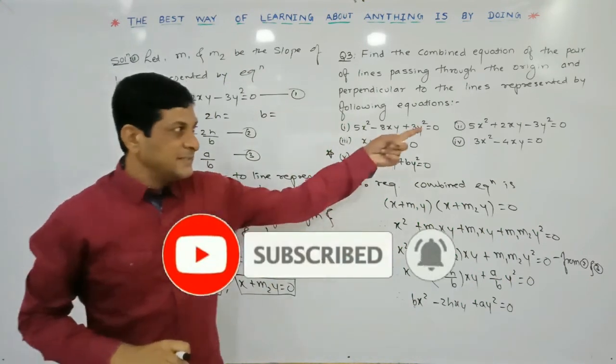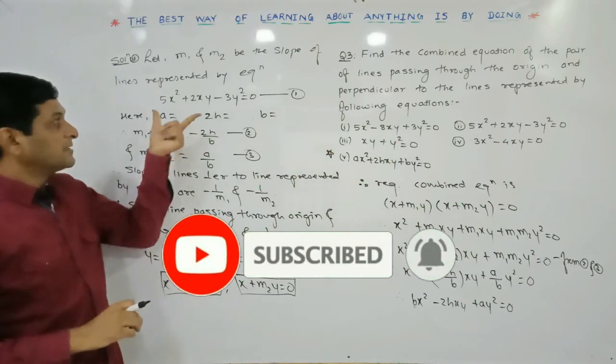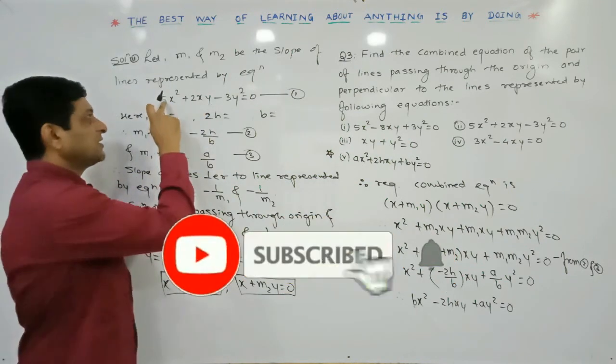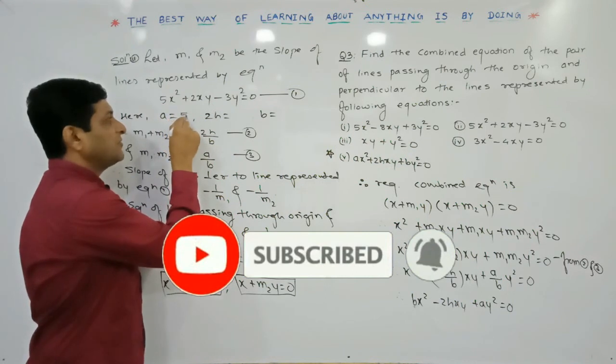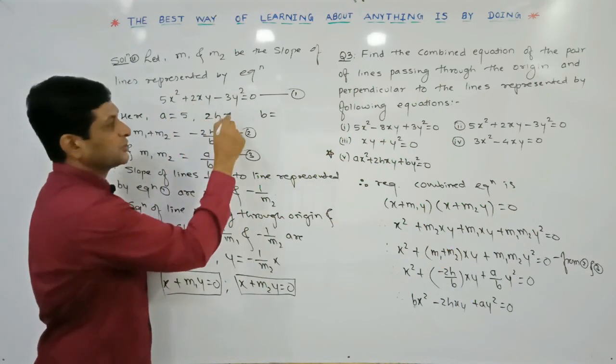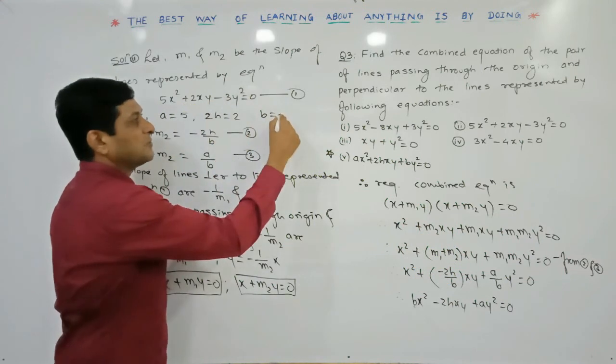Now we have considered the second example. So we have written here the given homogeneous equation. Again from this homogeneous equation, try to find the value of a, which is equal to 5. Here 2h is equal to how much? 2, and b is equal to minus 3.